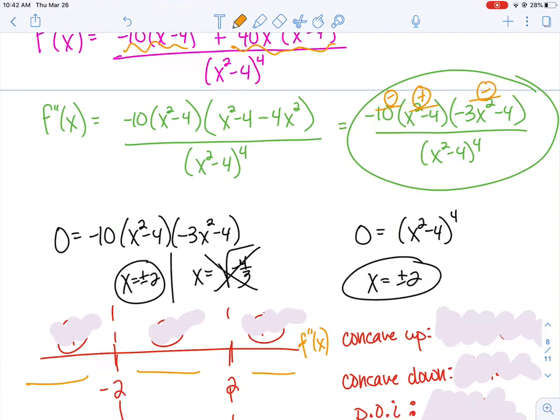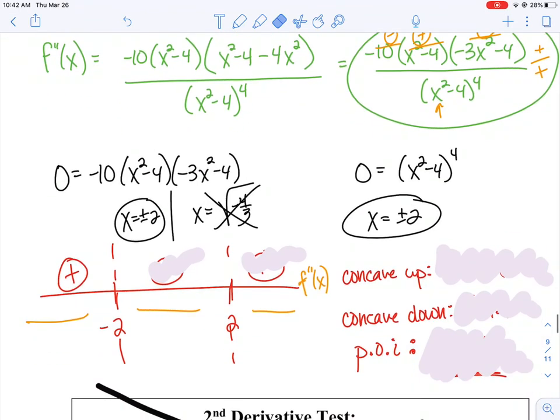So now I have a negative times a positive, which ends up being a positive at the top, right? If I plug in a -3 to the bottom, -3 squared is 9. 9 minus 4 is 5. 5 to the 4th power is some sort of positive. Positive divided by a positive, I ended up getting a positive in my second derivative.